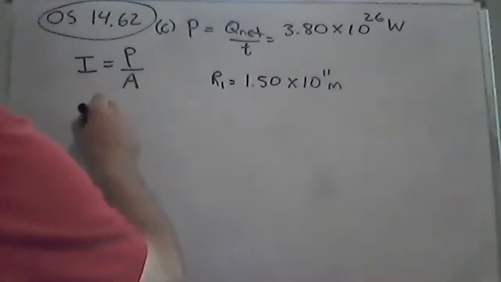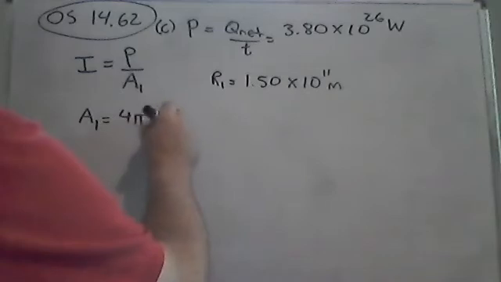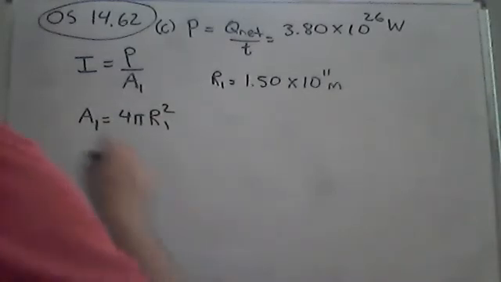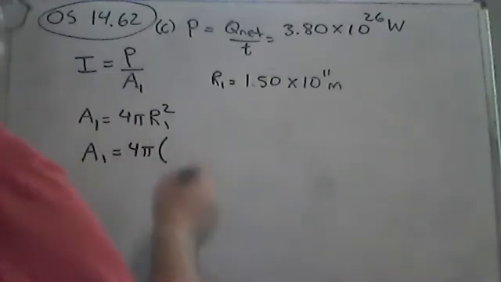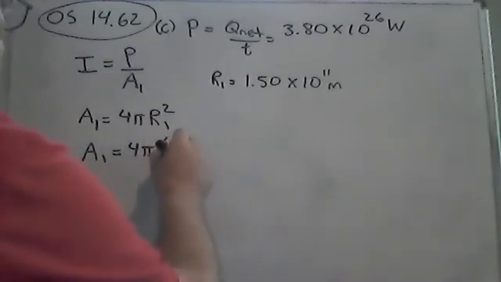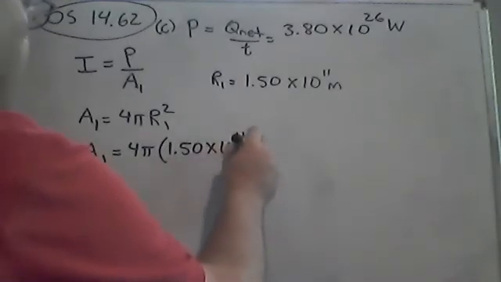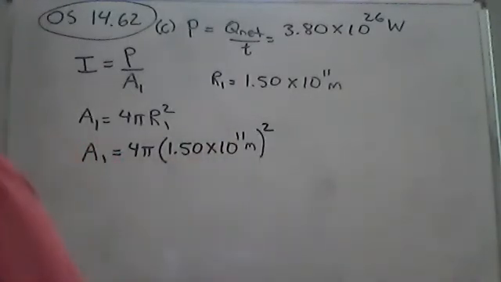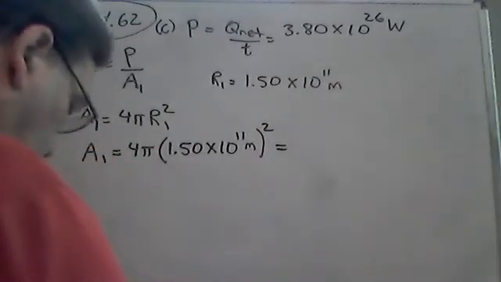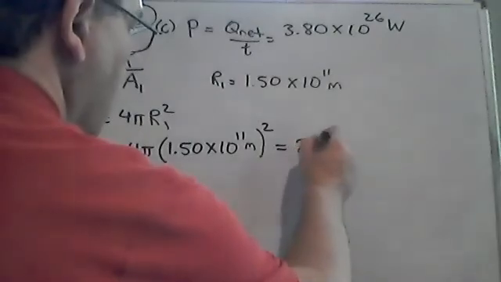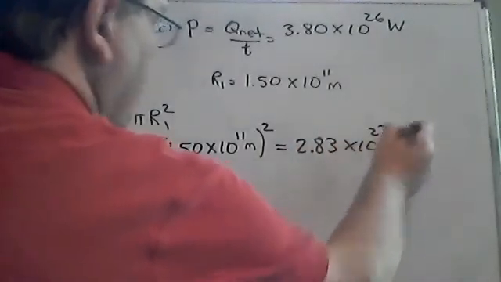Well, that surface area, we'll call it A1. A1 is going to be 4 pi R1 squared. A1 is 4 pi. Okay, what do we use now? Well, the Earth-Sun distance, 1.50 times 10 to the 11th meters. Don't forget to square it. You'll find out now that area, when you calculate it, is going to be 2.83 times 10 to the 23rd meters squared.